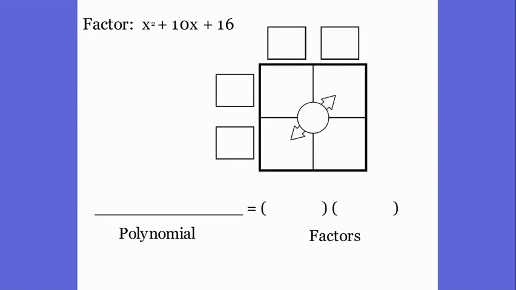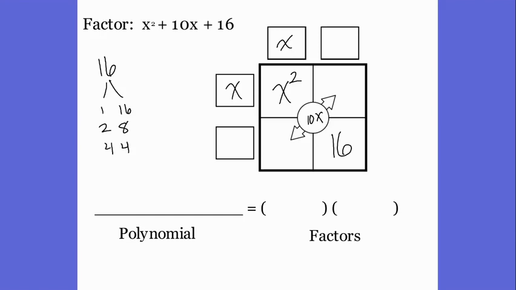x squared plus 10x plus 16. So again, I know these are going to be x because I need x squared here. And I need 16 here. And I need these two numbers to add to 10x. Okay, so it helps if you list factors of 16. So 1 and 16, 2 and 8, 4 and 4. And there's no need to list them the other way. And I can already see a pair that adds to 10. So 2 and 8. Let's try it out.